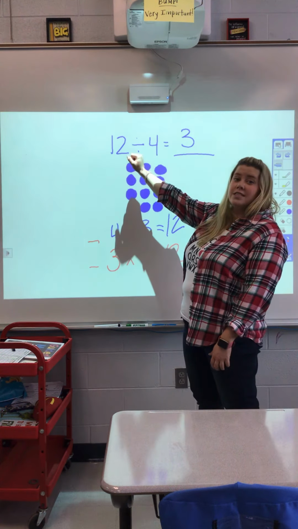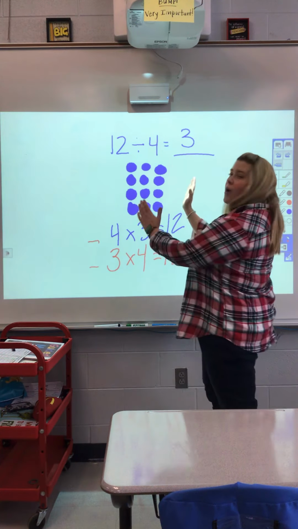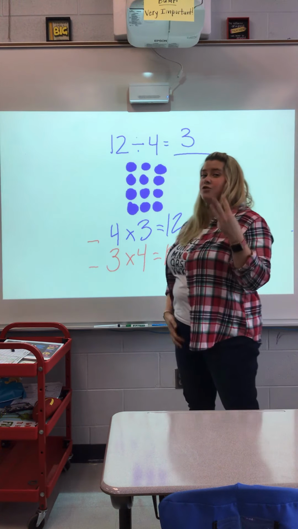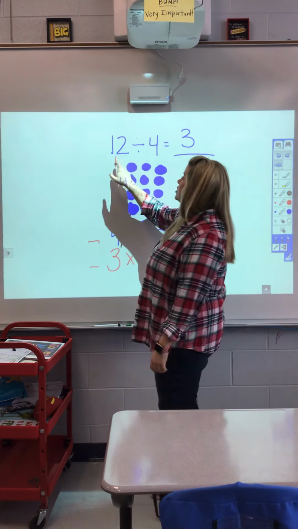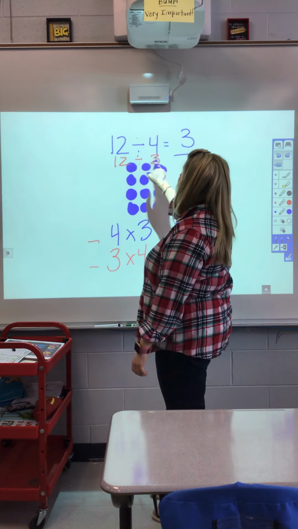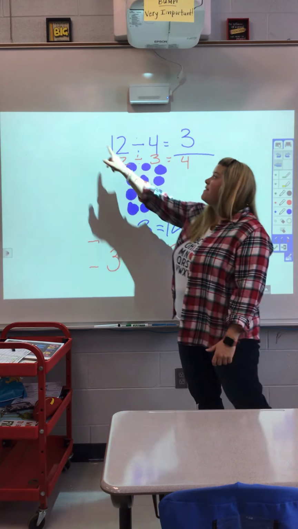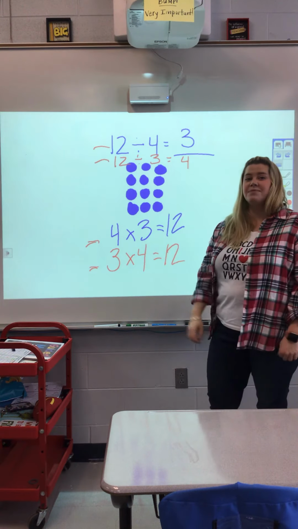One of my division sentences is 12 divided by 4 equals 3. But what if I turned this array on its side and then I had 3 rows? What would my division sentence be? Right, 12 divided by 3 equals 4. So there's my fact family, all based on that array.